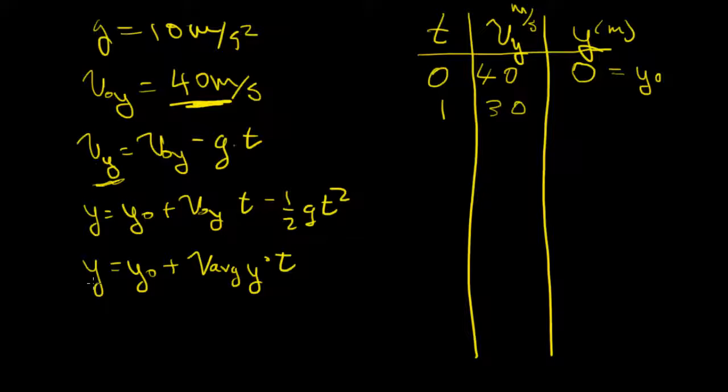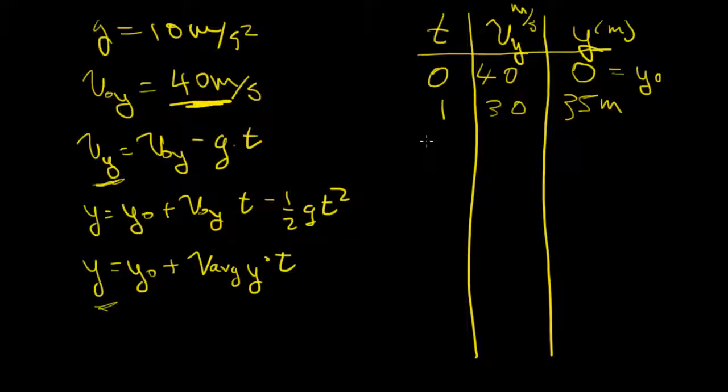And now we can come down here to this last equation to figure out our position. Our y down here is y naught, which is 0, plus my average y velocity times my time. Well, my average y velocity is 40 plus 30 divided by 2, because the acceleration of gravity is constant. It's always 10 meters per second squared. And so this is 40 plus 30 divided by 2 is 35, times 1 second, or 35 meters. My average velocity was 35 meters per second times 1 second.